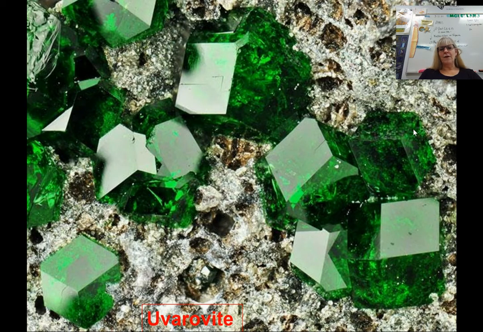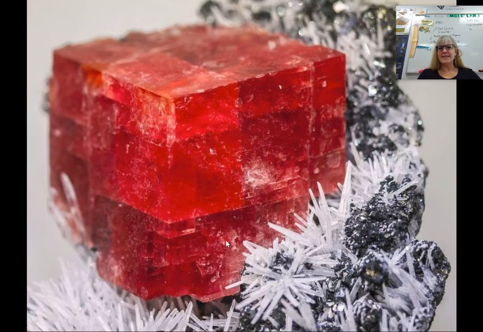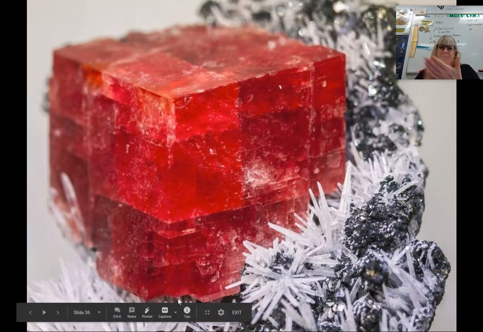This is called uvarovite, and I like this one because it looks like lime jello. I think this looks like lime jello. So here's uvarovite, this really cool lime green. And it's growing on another rock. Most of the time when you see crystals in nature that are growing, they're growing on other minerals or on a rock, and there might have been a space in the cave, some kind of a crack in a rock that had room to grow.